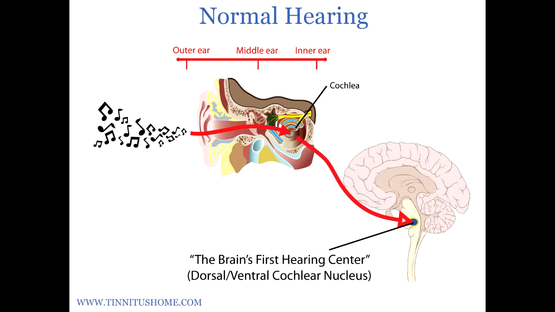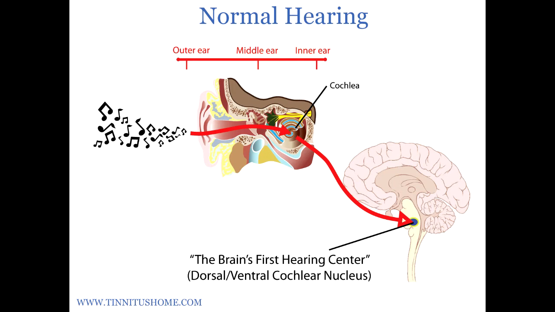The hearing nerve connects the inner ear to the brain at a place in the brainstem known as the first hearing center of the brain. The scientific name for this hearing center of the brain is the cochlear nucleus. This first hearing center of the brain has two sections. One is called the ventral cochlear nucleus, and the other has the name dorsal cochlear nucleus.